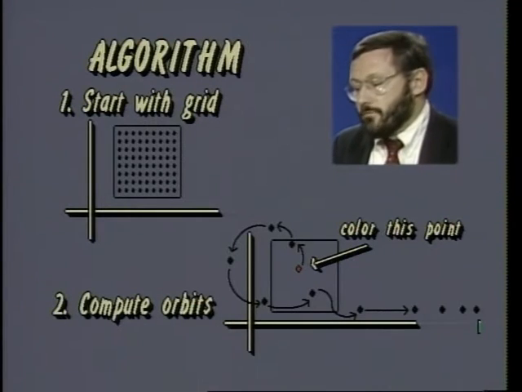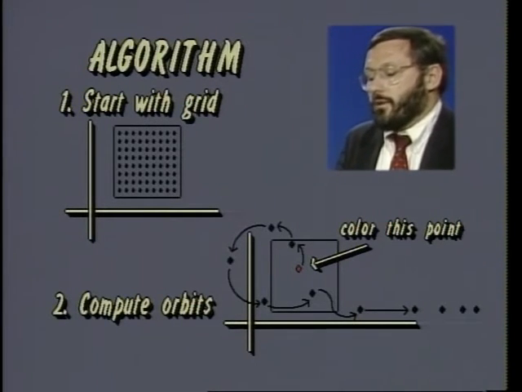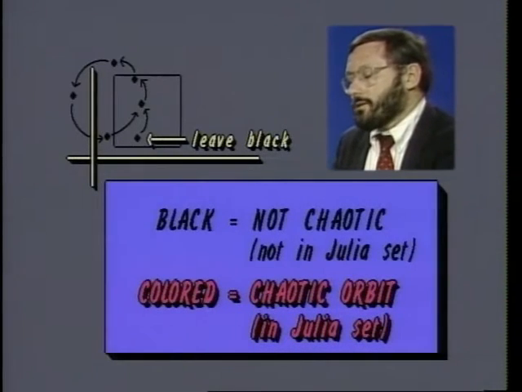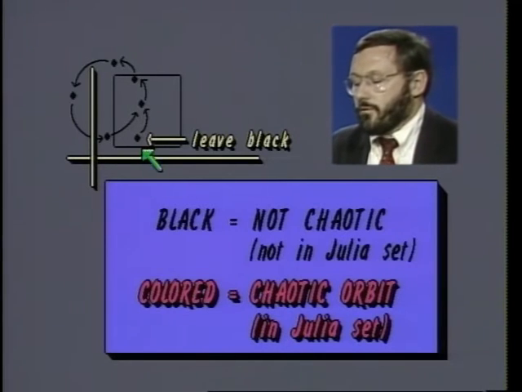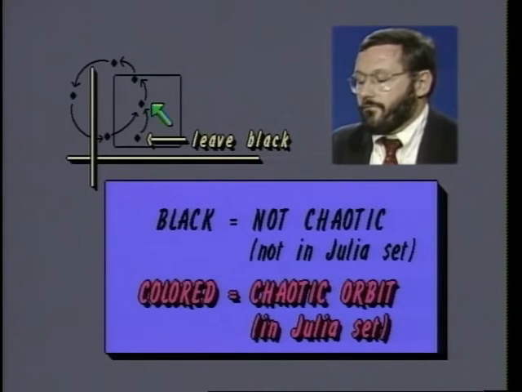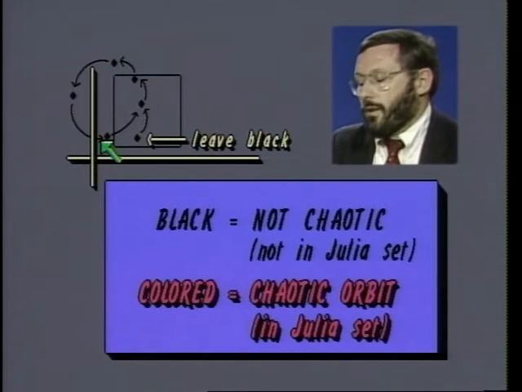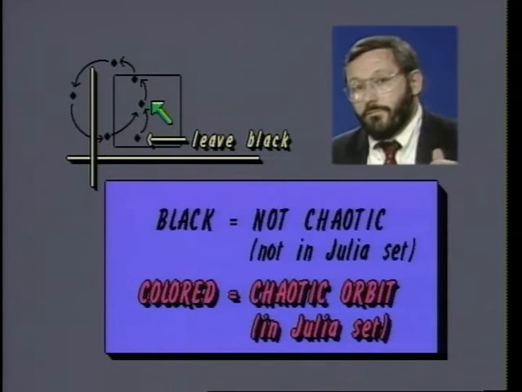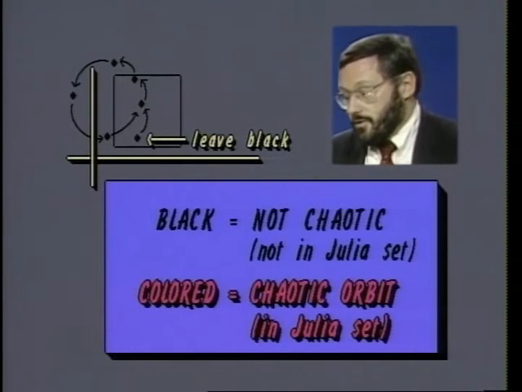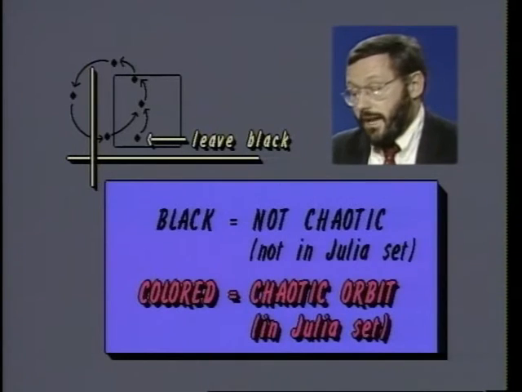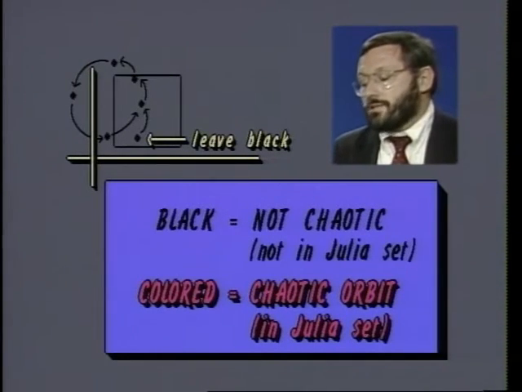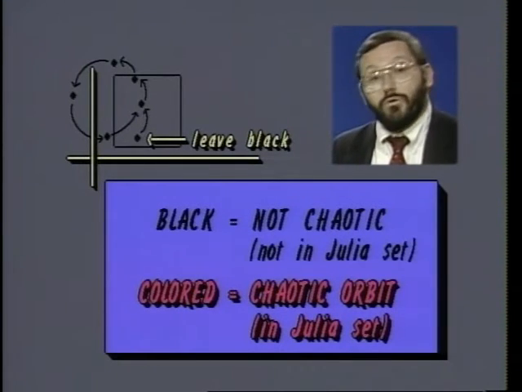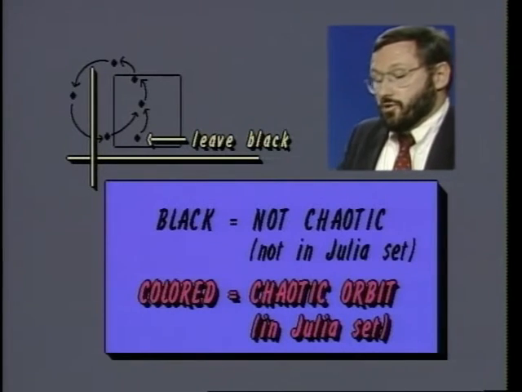So colored points in the images you're about to see are points that are in the Julia set. On the other hand, if when we iterate this function, we start at a grid point, say here, and iterate and find an orbit that, well, perhaps is periodic, whatever, or does not go off to infinity, then by the amazing theorem, that's not a point in the Julia set, so we'll leave it black. So black points are points whose orbits are stable. They're not in the chaotic set. Colored points are points whose orbits are unpredictable. They are in the Julia set.